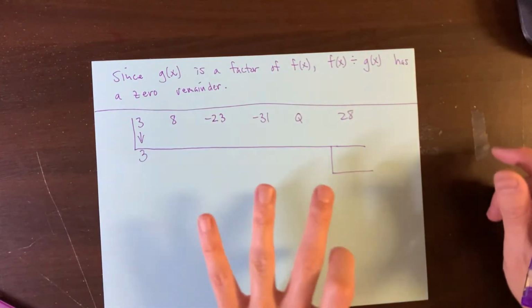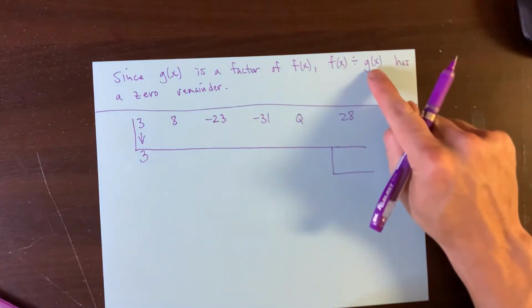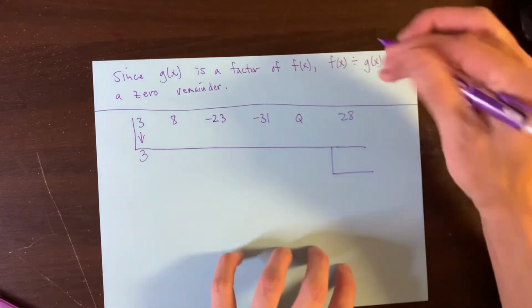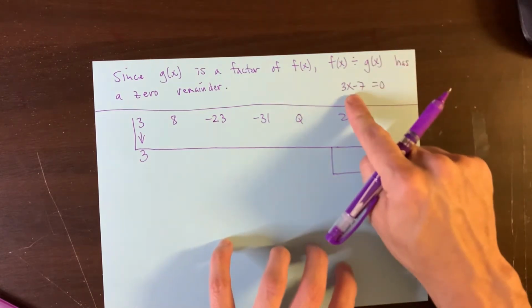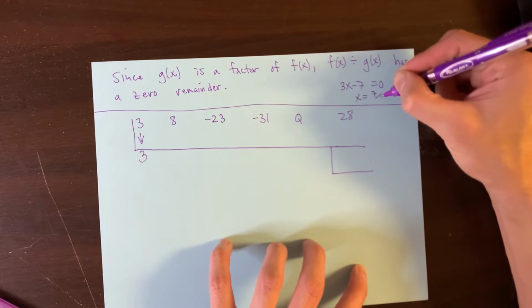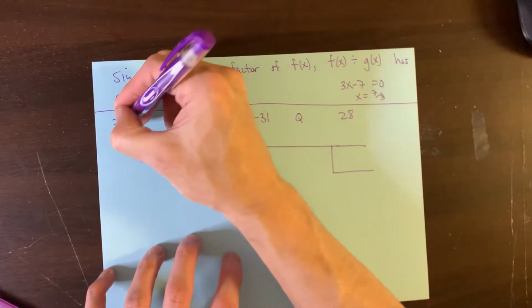That number just collapses. Now, what do we put out here? Well, we're dividing by g. So remember what we do. We take g and we set g equal to 0. This is function g, right? So you set it equal to 0 and solve. The solution to that is 7/3. And that's how you decide what goes out here in the front.